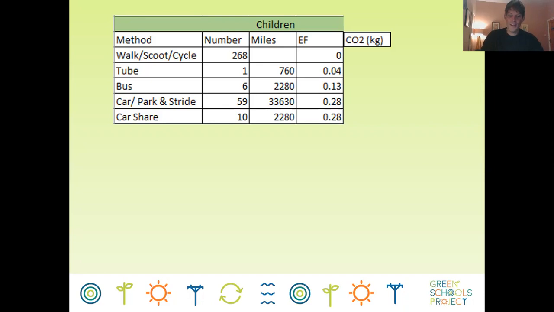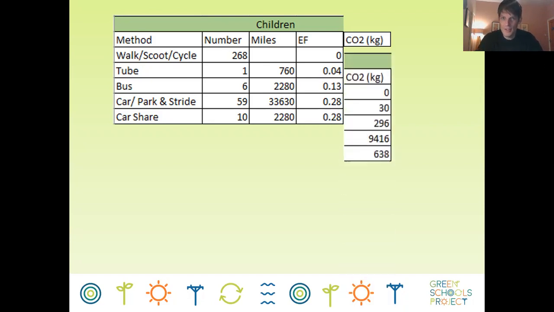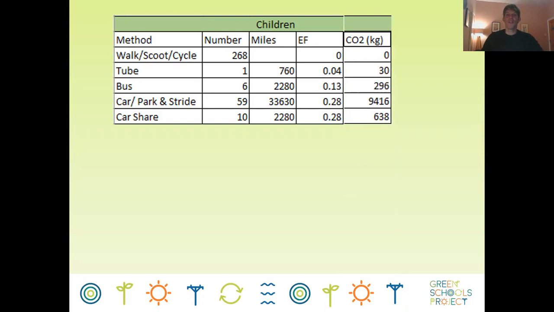Hopefully you've had a go at that. You might have ended up with some numbers with a decimal point. Don't worry too much about that. We're going to round those to the nearest whole number, and let's see if you've got answers that look like this. From getting the tube, there was 30 kilograms of carbon dioxide, bus 296. The most, obviously, is from car, because that's how more people got in, and that's 9,416 kilograms of carbon dioxide.